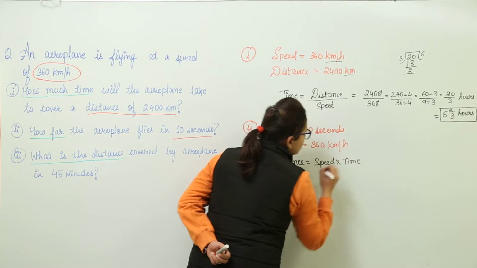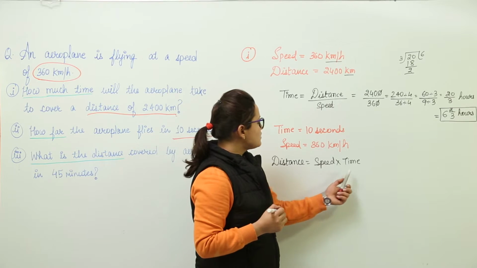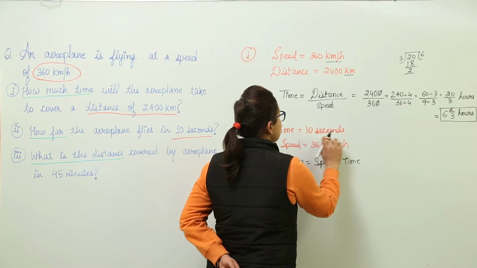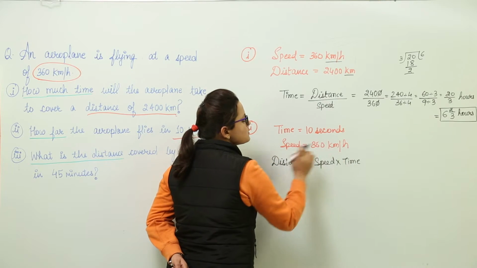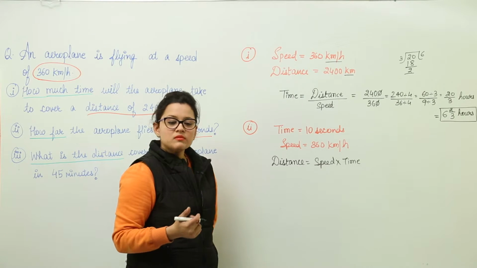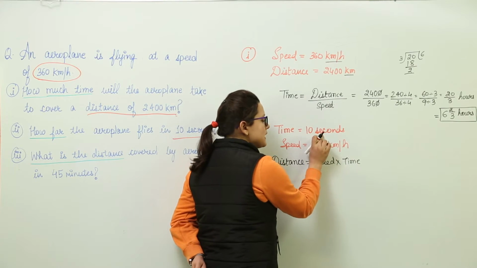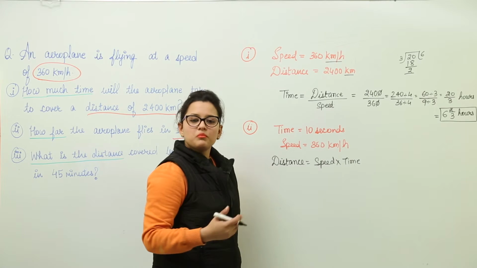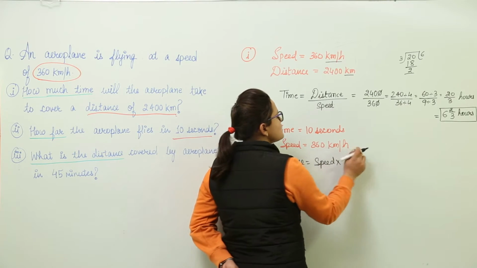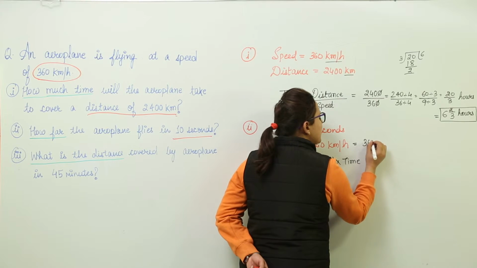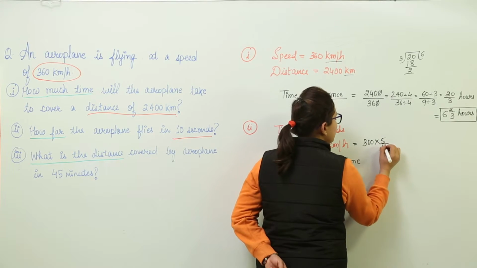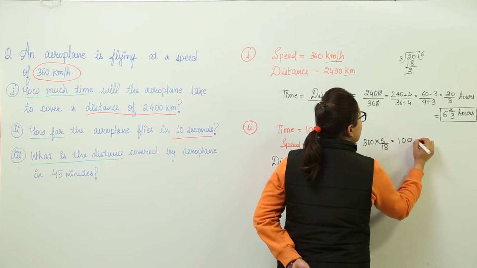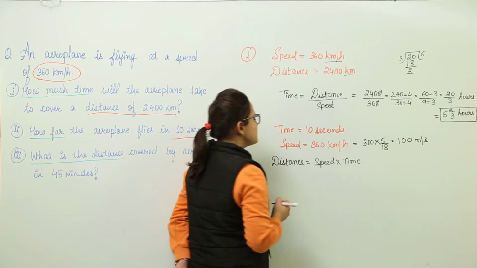Now let us check whether we have both the data or not. We have the speed and time both. Now let us check their units. Here the unit of time is seconds, whereas the speed is in kilometers per hour. That means the units are not matching. What you can do is either convert 10 seconds to hours, or convert the speed into meters per second. Both will do the same work. So I am converting this into meters per second by multiplying with 5 over 18. What do I get? I get 100 meters per second as the speed.